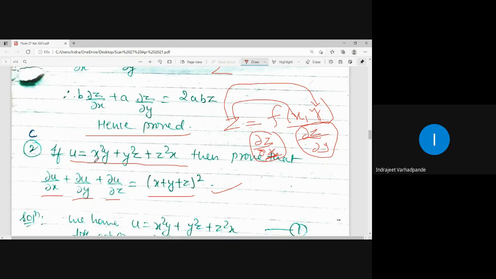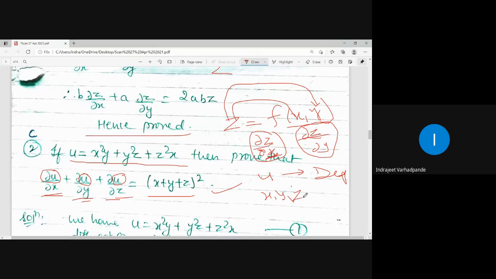Now here how many variables you find? 3. Which are they? x, y, and z. So which one is the dependent variable and which are independent variables? u is dependent and other 3 are independent. Why? Because I see the derivative of u with respect to x, the derivative of u with respect to y, and the derivative of u with respect to z. That means u is dependent variable and x, y, z are independent variables.